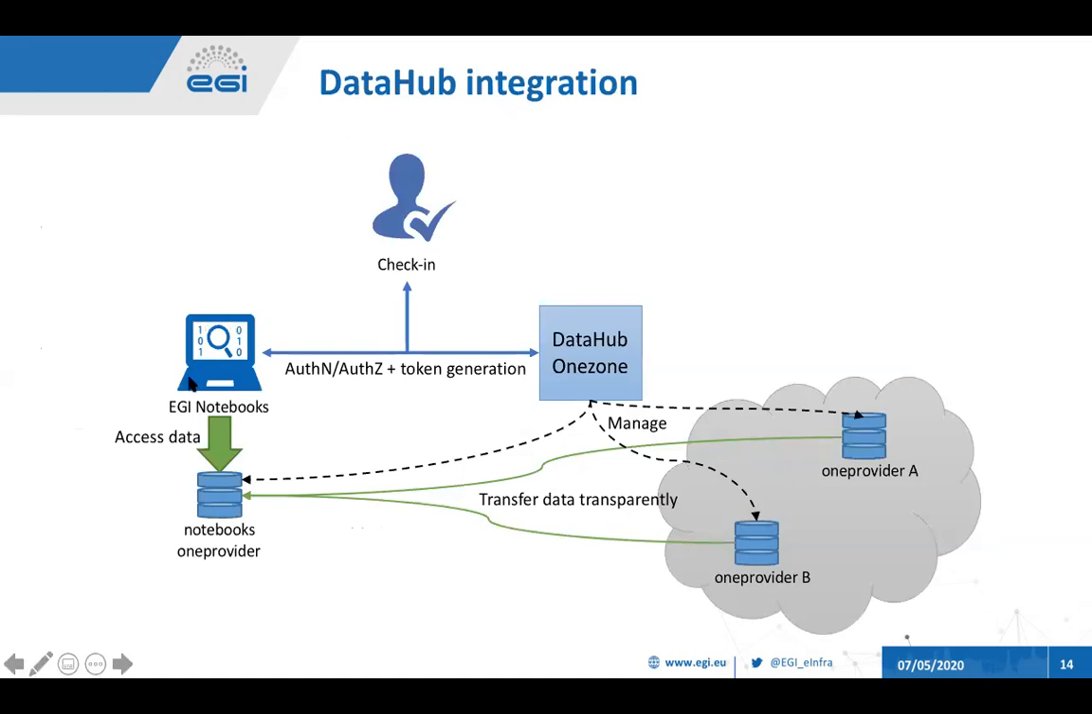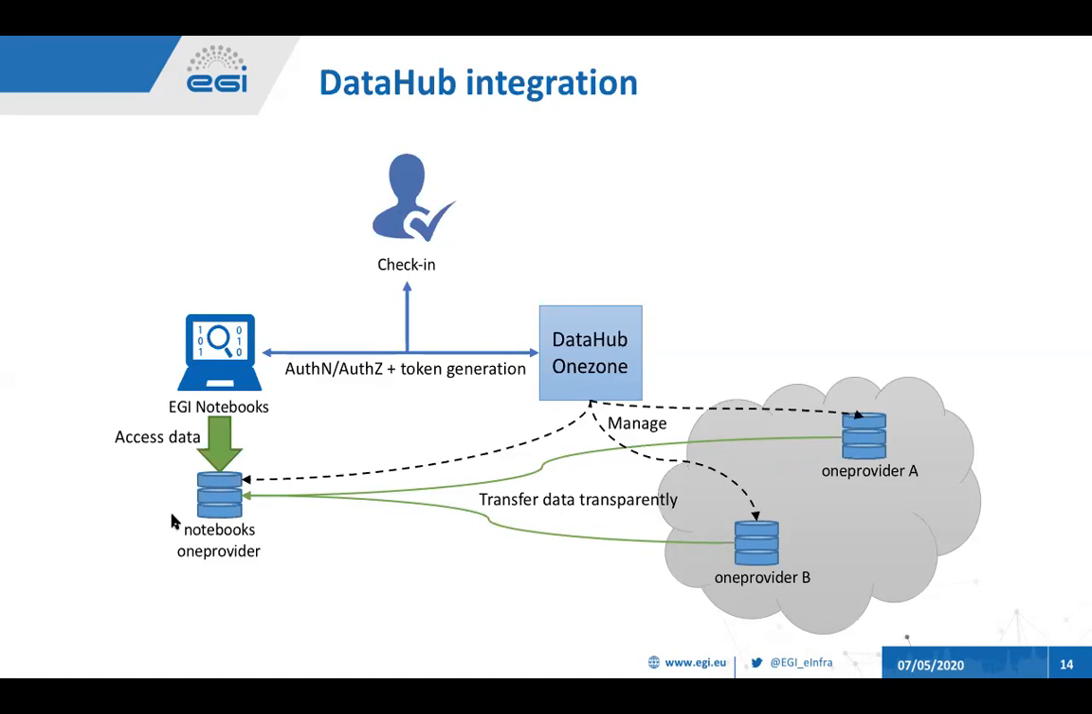So basically, when you log into the notebooks using Check-in, the notebooks will contact the Data Hub OneZone, which is the managing component of the EGI Data Hub that deals with users and knows where the data is and how to move it around. So it will contact this OneZone and generate one token that will be put into your environment so you can use it at any time. It will also configure some libraries so you can access the data directly.